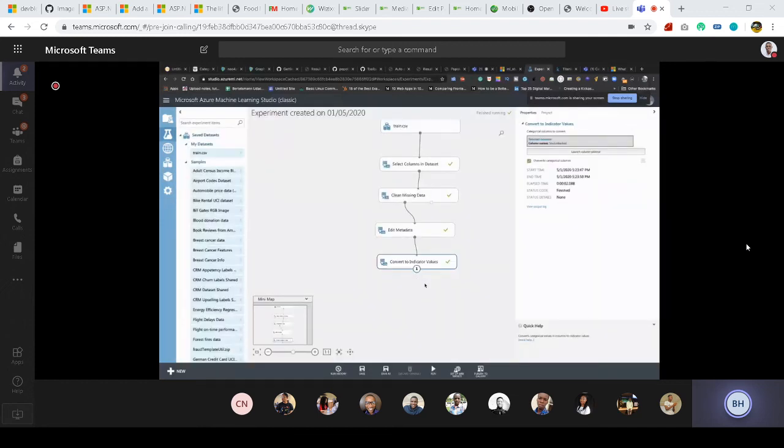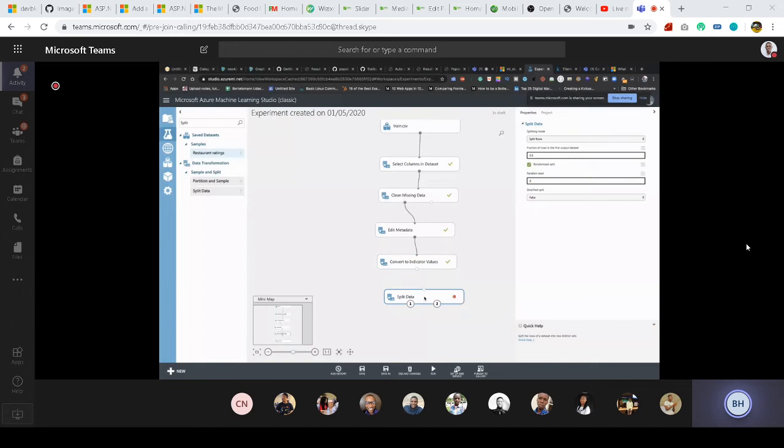So since I have my data ready for modeling, the next step is for me to split the data into 2. One will be used for training and the other will be used for evaluation, for test. So I can just pick split data from here. And I'll set the ratio. For me, I prefer 0.7. And there are different options for me to pick, like if I want it to be stratified, and the random seed too. I don't want that, so I'll just pick the fraction of rows.